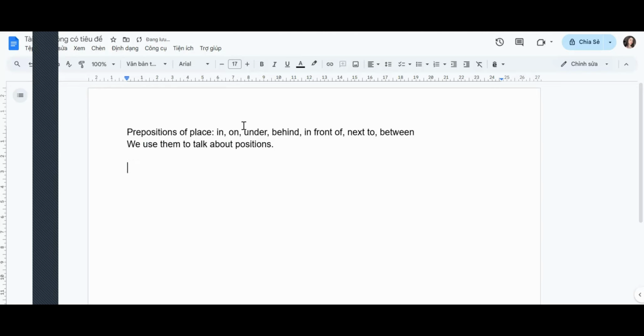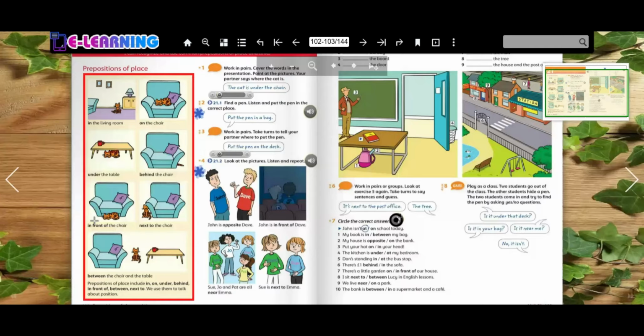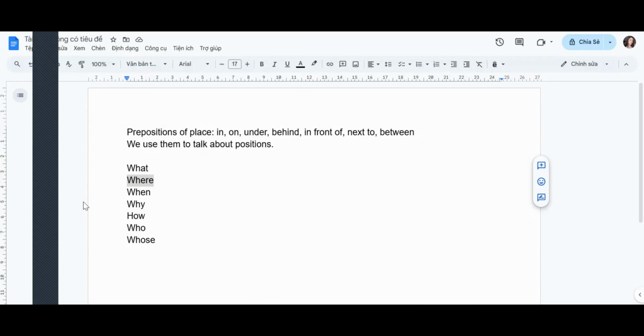So we've learned some question words like what, where, when. Can you name some? Why, how, who, whose. All right. So we use the prepositions of place to talk about positions. So what question word does it answer? Does it answer to what? No, the answer to where. That's right, where. Okay, answer to the question word where. All right.